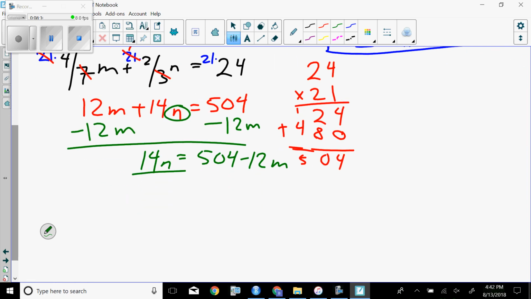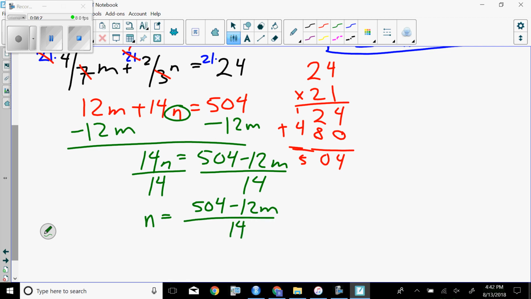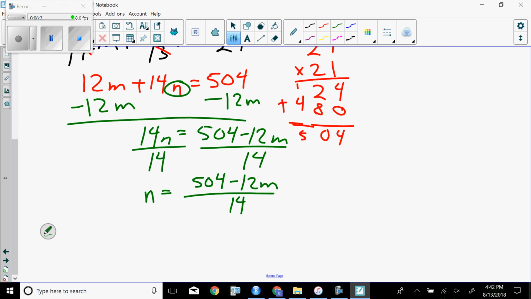All right, then what do I do? Divide by 14, divide by 14. Now this right here technically is our answer. Problem is, I don't think it's simplified. Because 504, 12, and 14, do they share any numbers? Oh, they're all even. So guaranteed, at least 2 goes into each one.